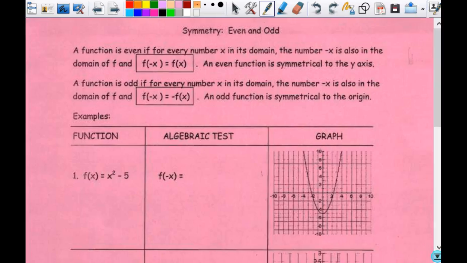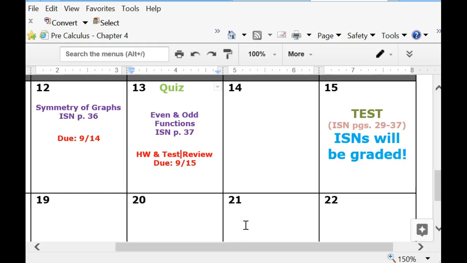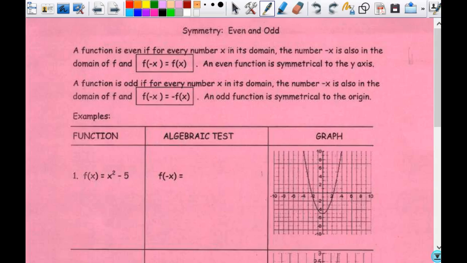So this, I already forgot. It was on what page? 37. So this is going on page 37 when we're done. And I know this is pink and it's probably harder to see, but let me know if I use a color you can't really see.